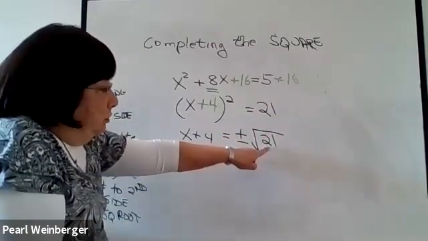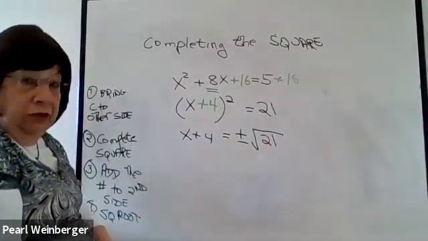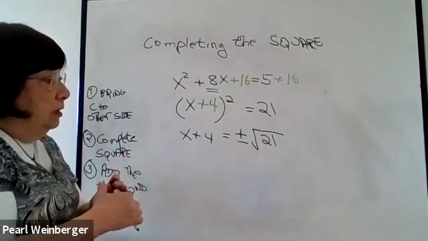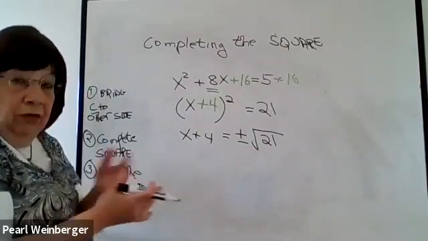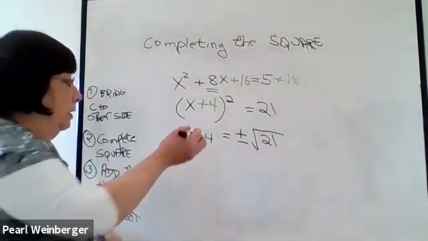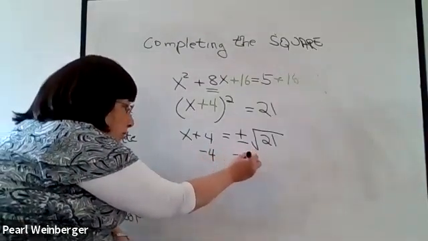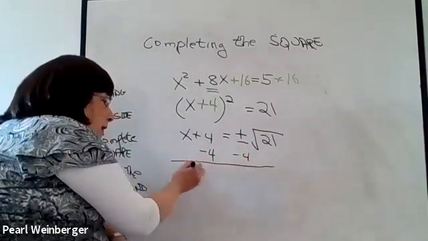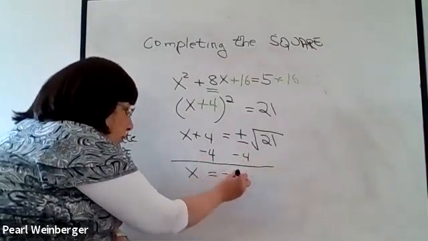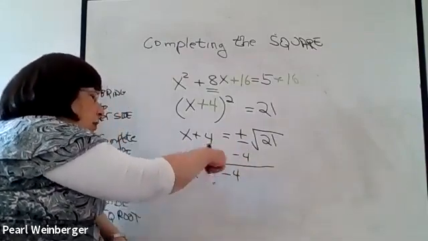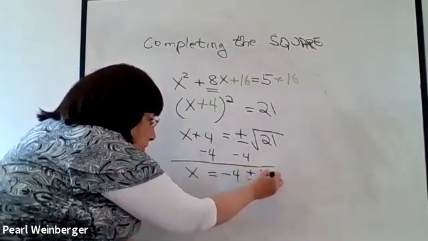And I look at this 21, the square root of 21 can't be simplified any further because the only thing 21 breaks up into is 7 and 3. Neither of those is a perfect square. So all I have to do is bring this 4 to the other side. So I subtract 4 from both sides. And that gives me x equals -4. Remember, I always put this number that I'm bringing over first, plus or minus square root of 21.